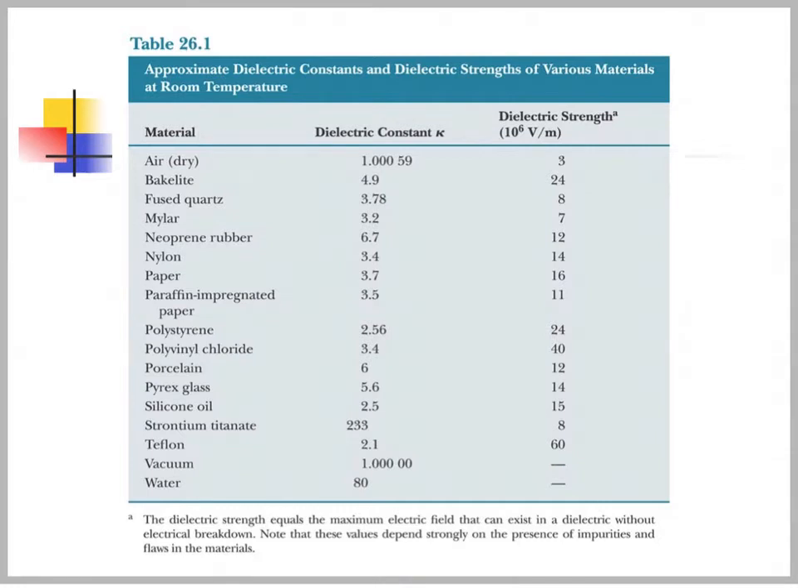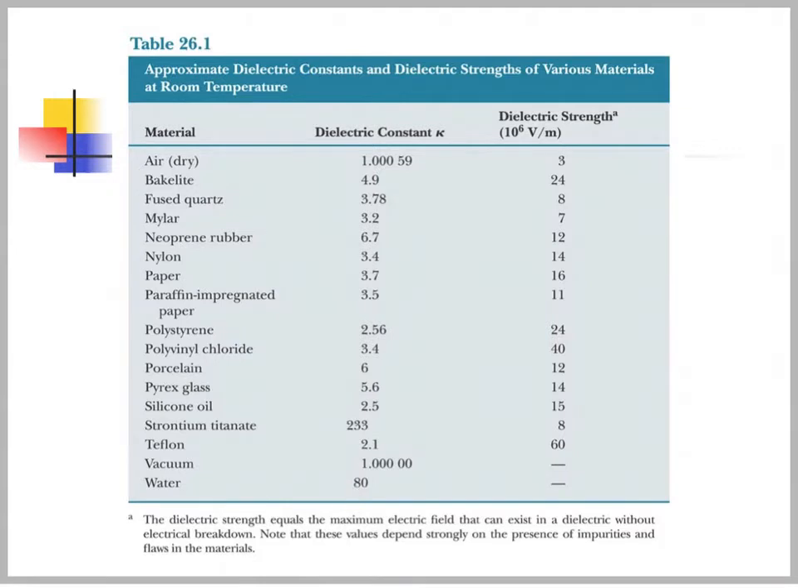Table 26.1 here shows us some dielectric constants and dielectric strengths of various materials at room temperature. For example, bakelite has a dielectric constant of 4.9. So if I had a parallel plate capacitor and put bakelite in between, it would increase the capacitance almost 5 times. Or strontium titanate, 233. I can increase the capacitance 233 times by putting strontium titanate in between. Even water has a large dielectric constant.